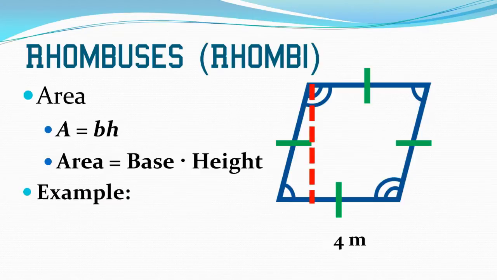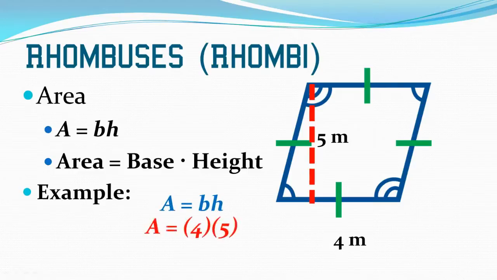It makes a 90-degree angle. That measurement is 5 meters. Multiply my base times my height, so 4 times 5 gives me 20 meters squared. The unit is always squared.